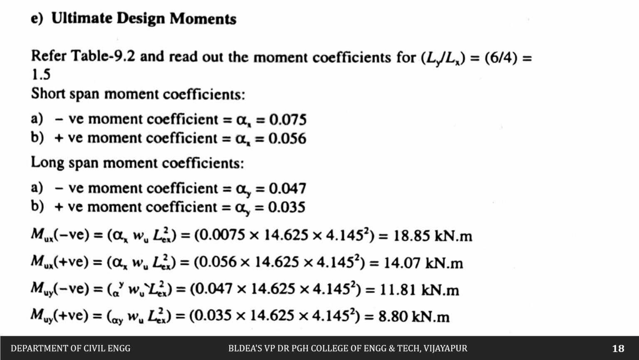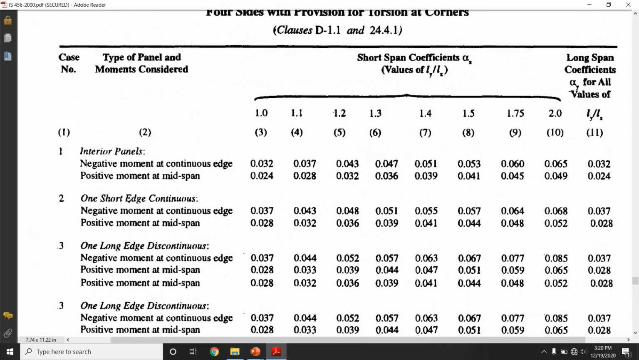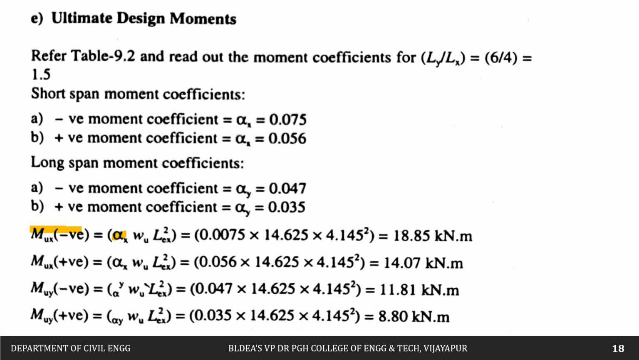Then next, based on this, let us calculate the moment. Same formula we are going to use as given. So alpha x is 0.075, w is 14.625, Lx square, that is the shorter span Lx itself we take. This and this will remain the same, only the alpha x and alpha y values are going to change. For negative it is 0.075, so you get 18.85 kilonewton meter, and for positive moment it will be 0.056, that is 14.07 kilonewton meter. For the long span moment it will be 0.047, and for positive moment it is 0.035. So you will get 11.81 and 8.8 kilonewton meters.